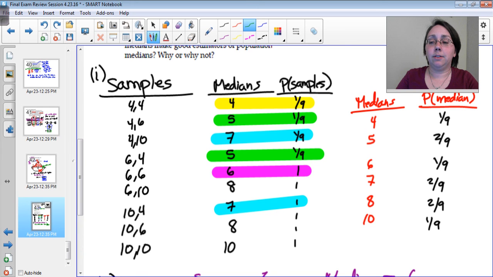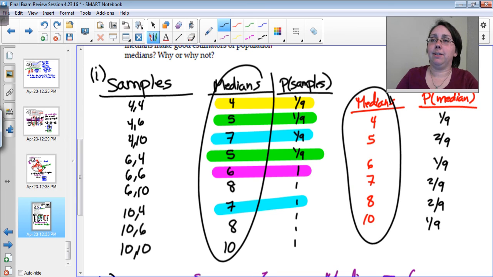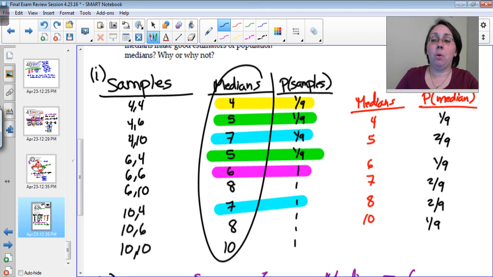4 to 10. I have 2 4 to 10s. Which one should I add up? 4, 5, 6, 7, 8, 10. Should I do this one or this one? That one. If you do the one on the right, you have to use the formula for the mean of a probability distribution. If you use the one in the middle, you add them up and divide by what? 9, because there's 9 of them. So it's easier if you use this one.